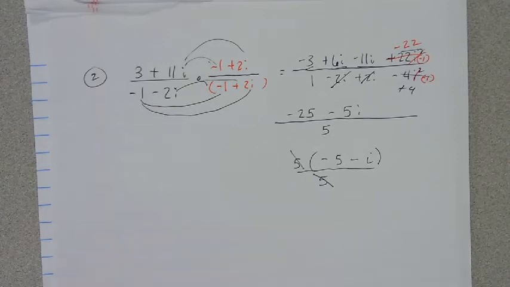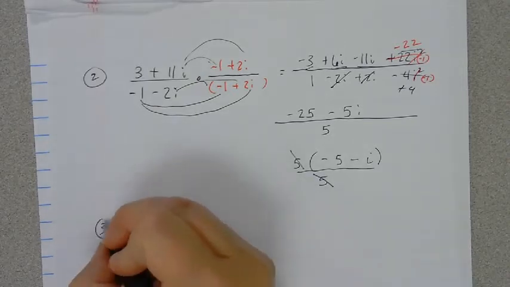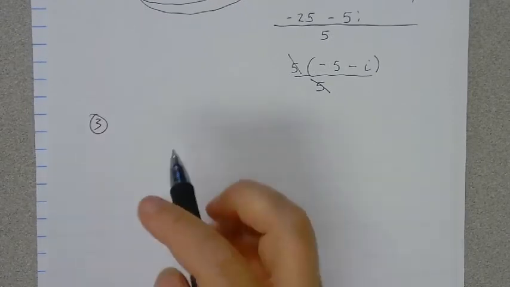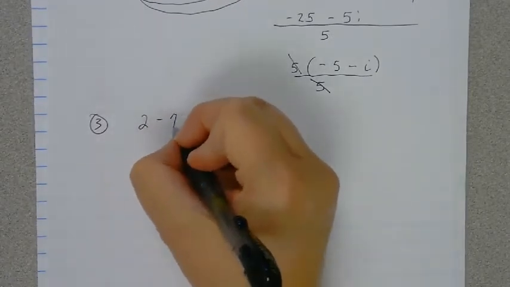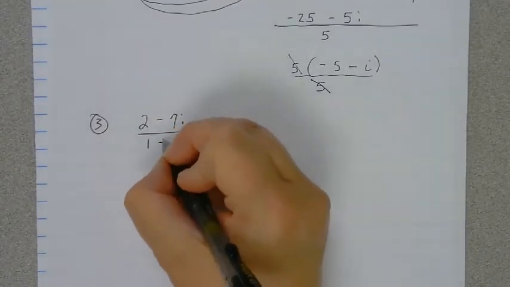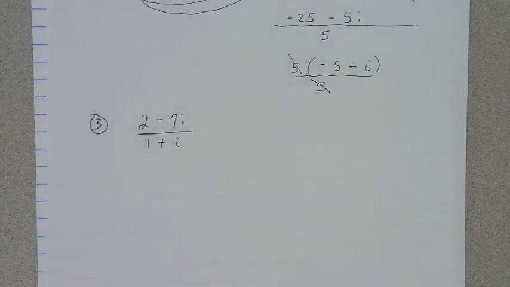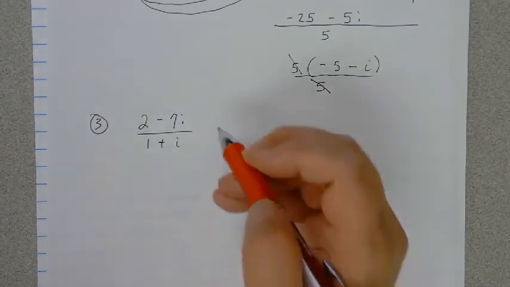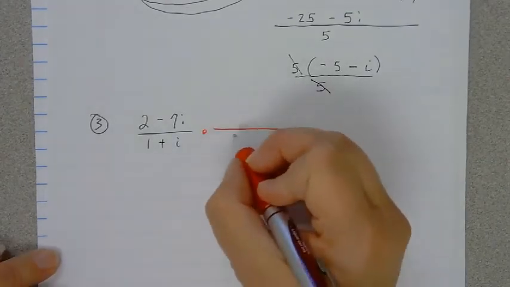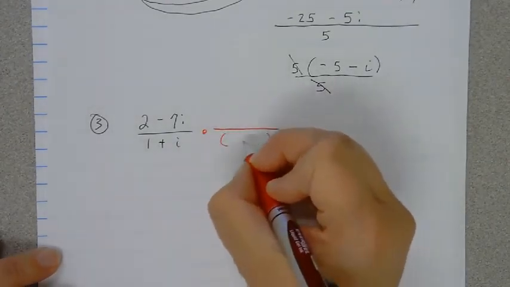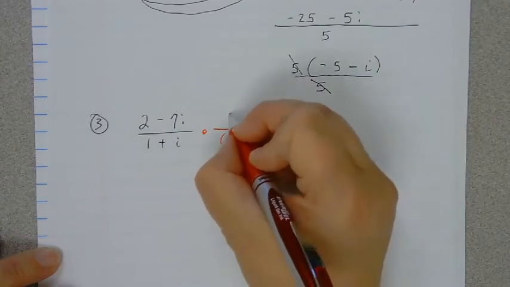Okay, I want to do 2 more examples with you. So here's example 3. 2 minus 7i over 1 plus i. If I were you, I would pause the video and try this myself. Okay, hopefully you tried it yourself. We're going to multiply by the big one. Since this is 1 plus i, I'm going to multiply times 1 minus i.